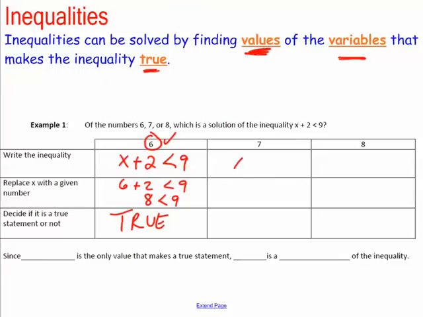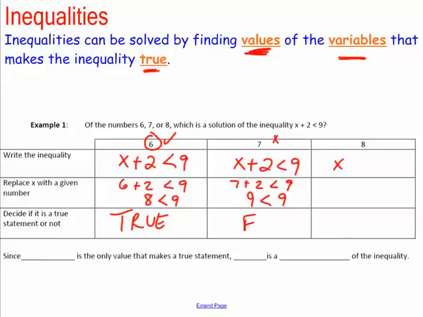All right, let's go to this one. X plus 2 is less than 9. So I'm going to fill it in. So 7 plus 2 is less than 9. 7 plus 2 is 9. Is 9 less than 9? No, that's false. So that does not work.